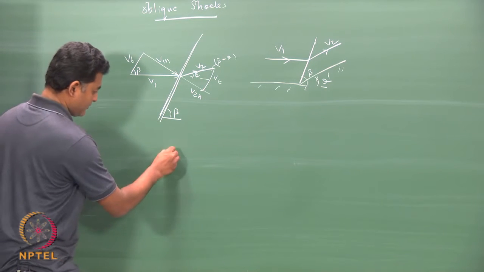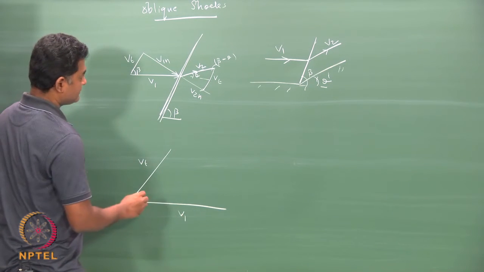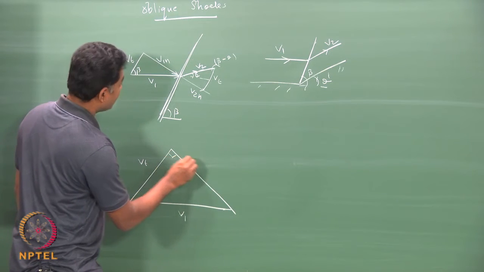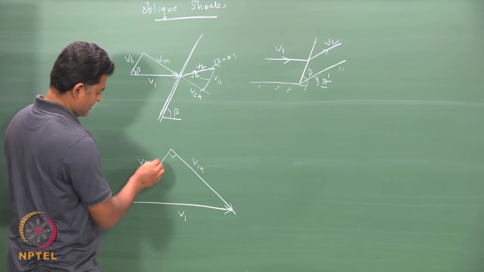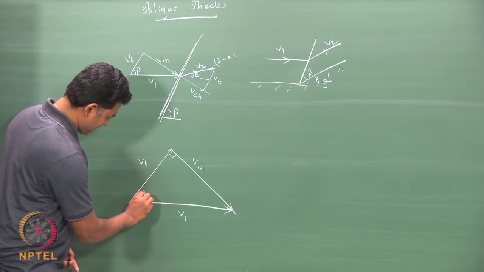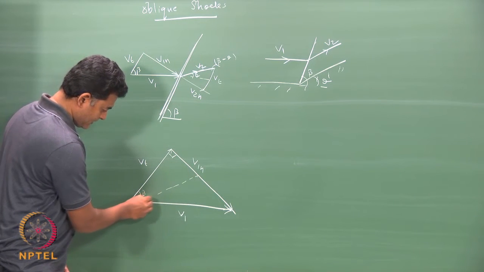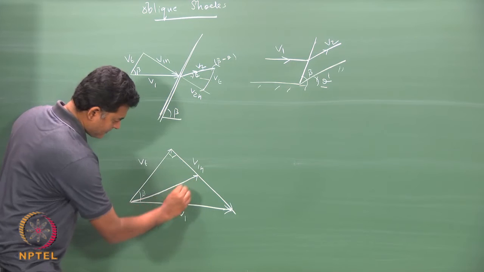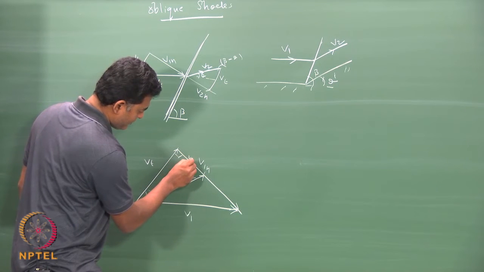Now, I am going to draw this velocity triangle in the following way. So, I have Vt, V1 and normal to Vt is my V1n. So, I have V1, V1n and V tangent. So, this is my beta. So, this V1 is deflected at theta degrees somewhere here. So, this would be my V2 and this distance is my V2n.